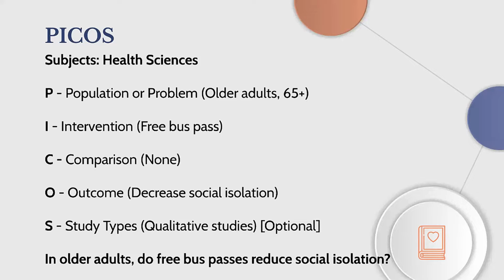So if we have this topic of older adults gaining free bus passes, does it decrease their isolation? We can create a question from that. So in older adults, do free bus passes reduce social isolation? And where the S comes in by identifying that it's qualitative studies, this can help us as we're browsing for articles, to really identify what type of studies we're looking for, what type of articles we're looking for.